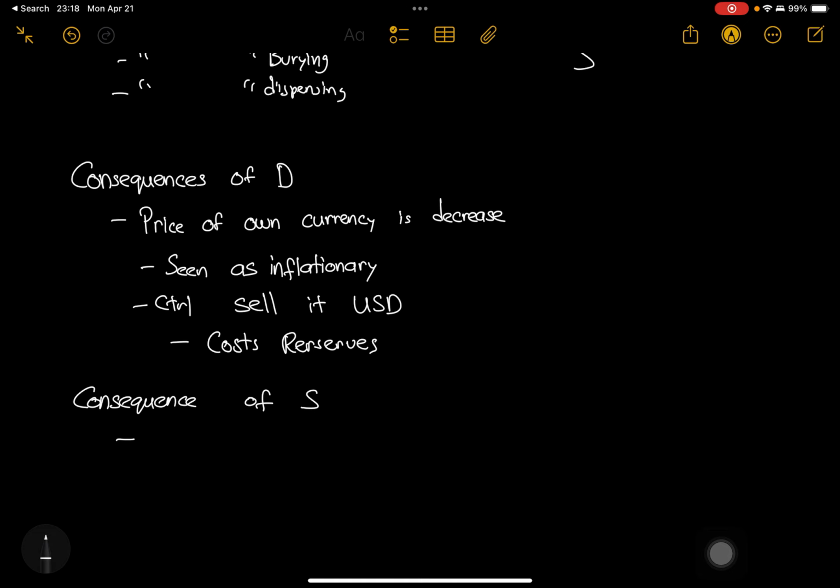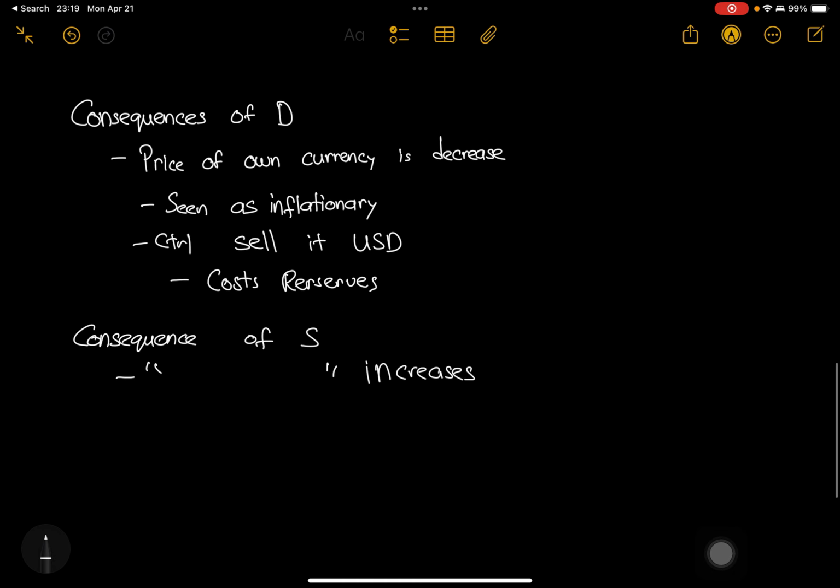So this is the inverse. So the price of the currency increases. And this can also be seen as deflationary. So what do you do here? Well, what you do here is that the central bank can just print more of its own currency.